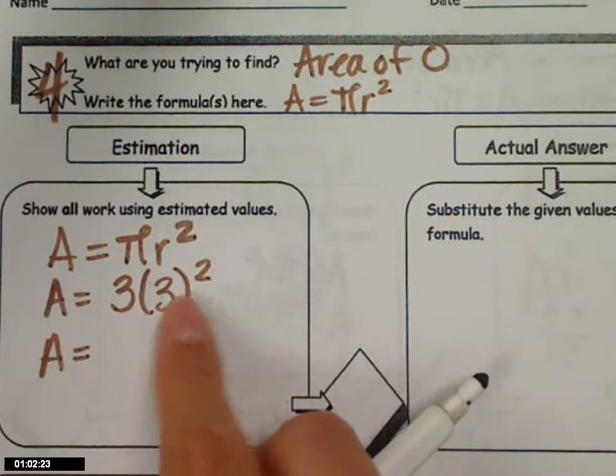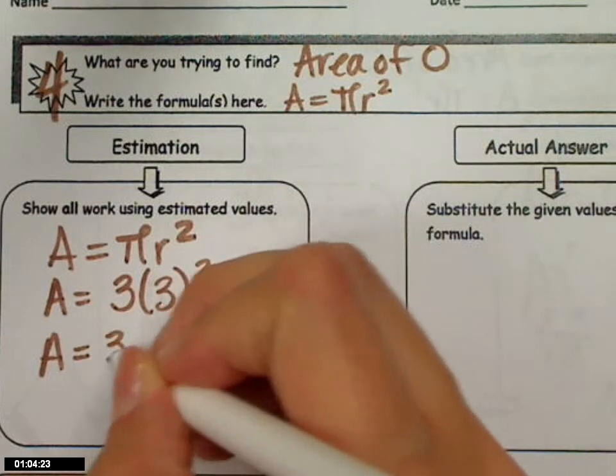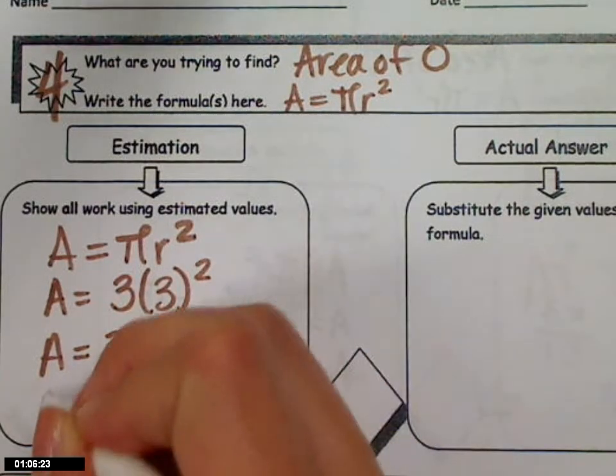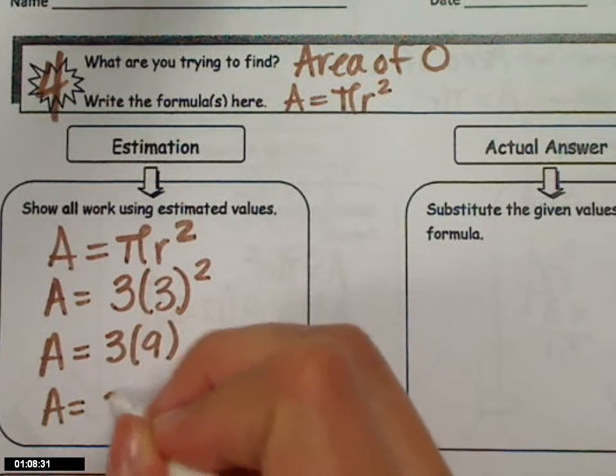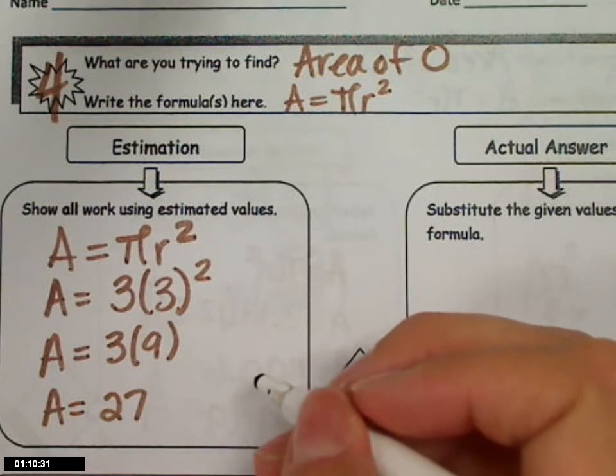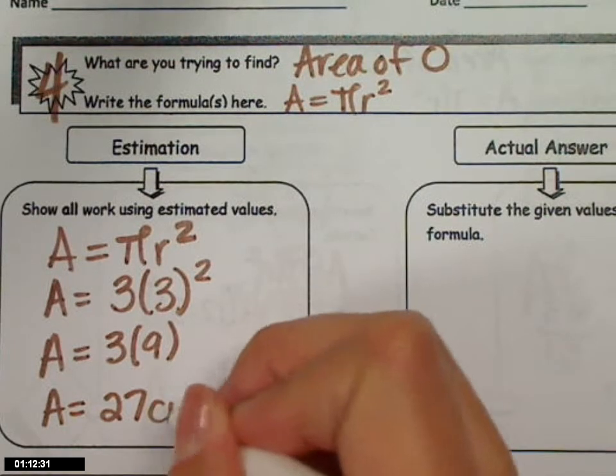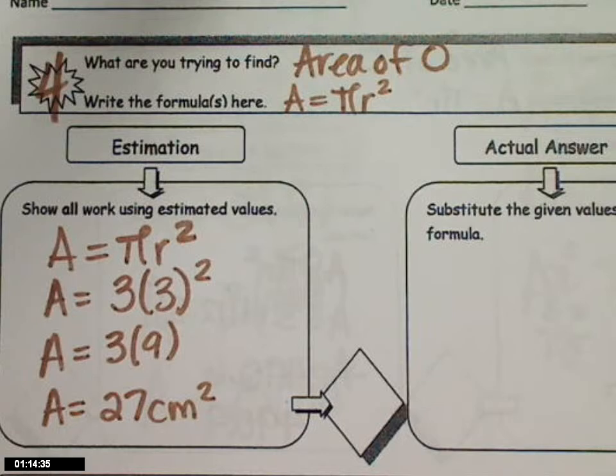That's 9. And then it's 3 times 9. What's 3 times 9? 27. And my answer is 27 centimeters squared for my estimation. Are we okay on that part?